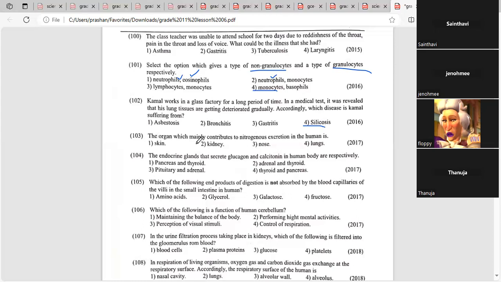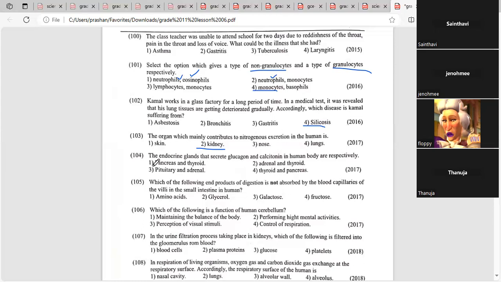Then, the organ which mainly contributes to nitrogen excretion in the human. Major nitrogenous excretion, the organ is kidney. Okay, kidney is the major excretory organ, but the skin is also an excretory organ. Okay, respiratory tract, lungs, also exhale carbon dioxide. That is also an excretory product. But kidney mainly contributes to nitrogenous excretion. Okay. Then, second one is the correct answer. Okay. Correct your answers by yourself.